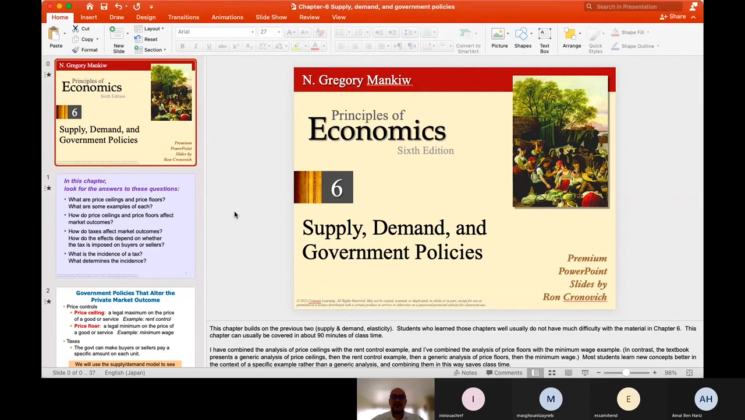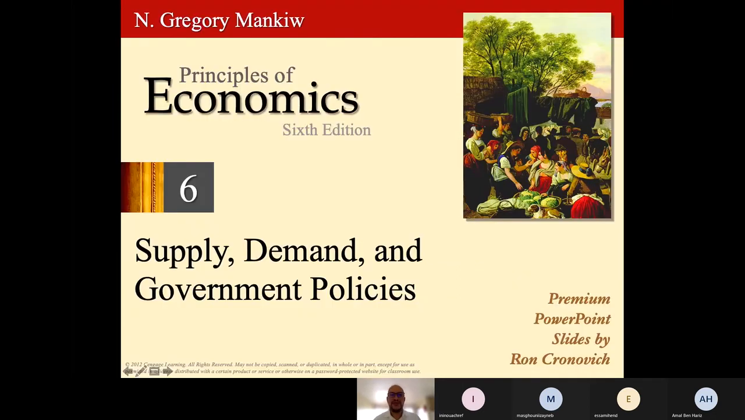Here we start in chapter number 6, I guess, in our syllabus, or 5. I forgot exactly. The chapter is supply, demand, and government policies. Okay, you remember in the first chapter we talked about markets and we talked about government.